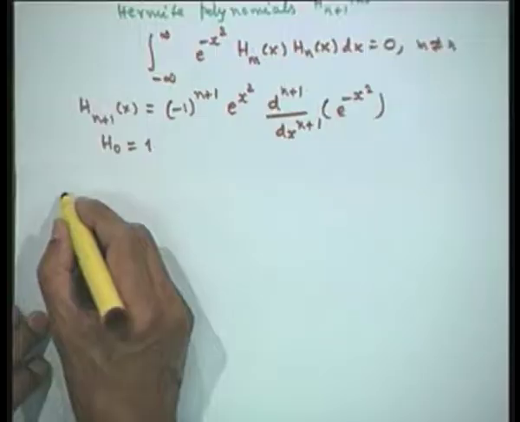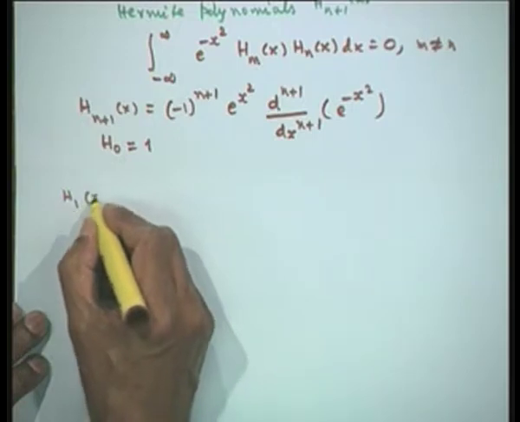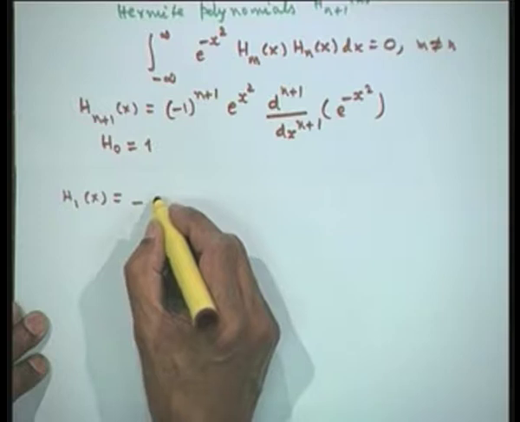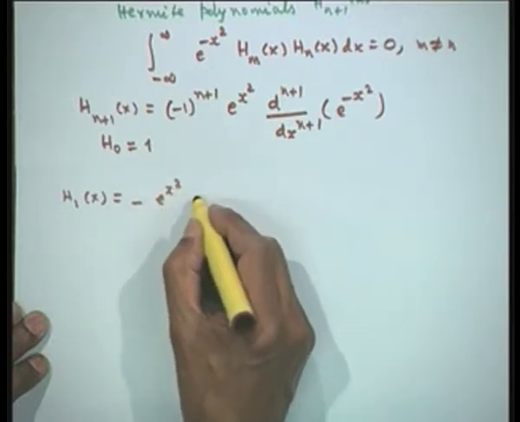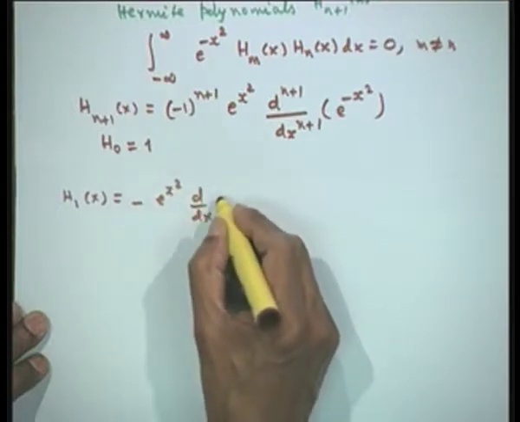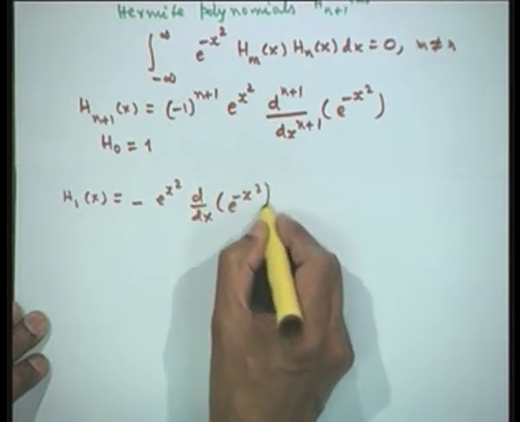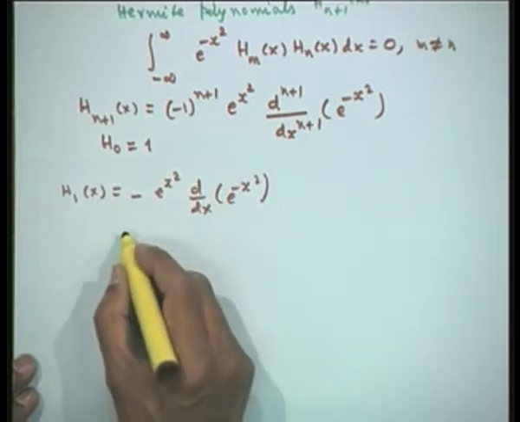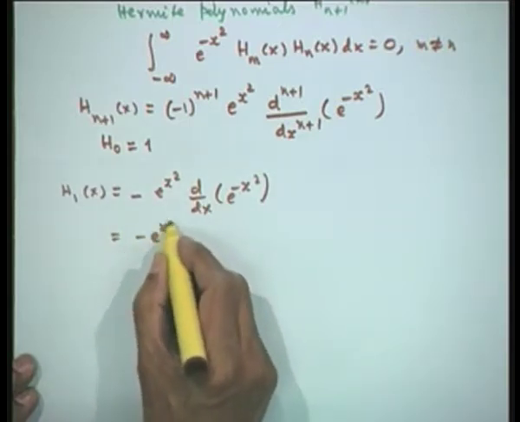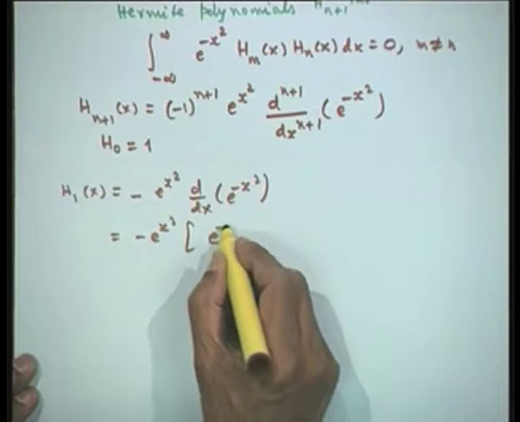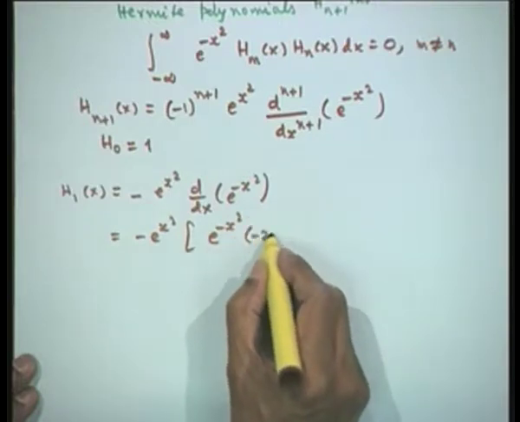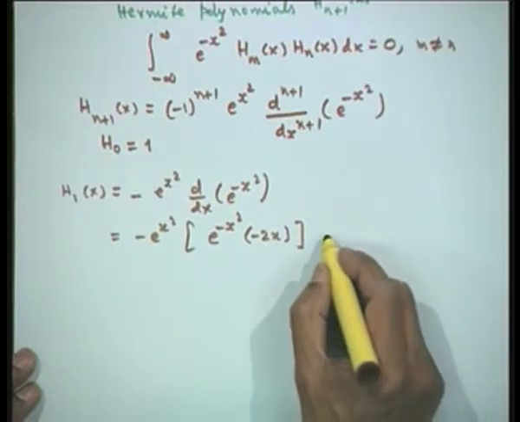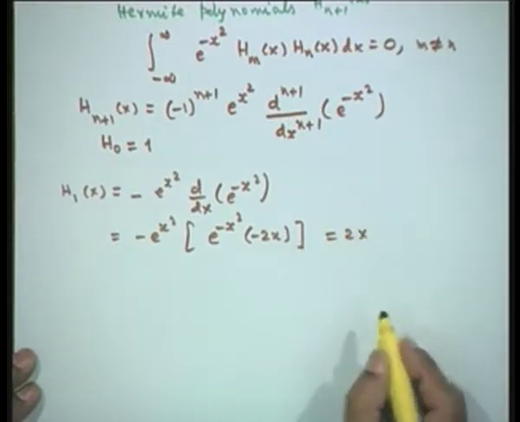So, let us write down what is our h1x. I have to take n is equal to 0 over here. So, I will have minus sign here, exponential of x squared d upon dx exponential of minus x squared. So, I have this as exponential of x squared, I differentiate this exponential of minus x squared, minus 2x. So, h1x is simply 2x.